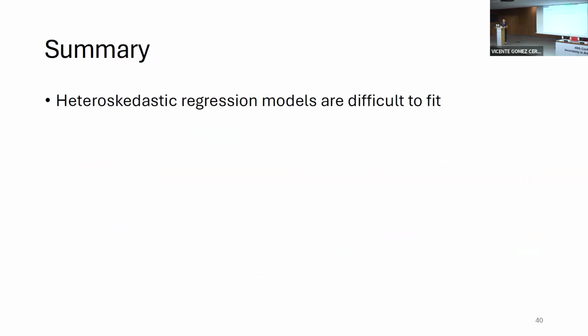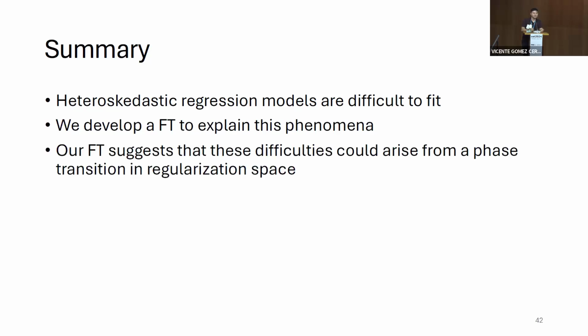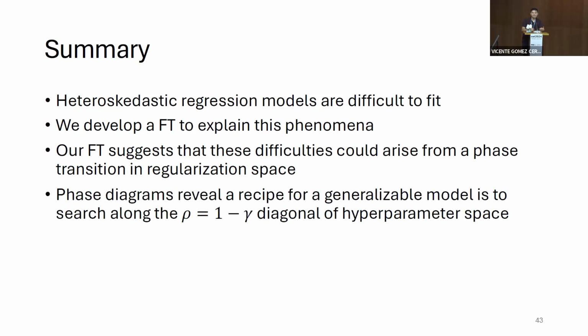So in summary, heteroscedastic regression models are difficult to fit. We developed a field theory to try to explain this phenomenon. And our field theory suggests that these difficulties could arise from a phase transition in this regularization space. And finally, to try to exploit what we learned, we would suggest in this gamma rho regularization, search from upper left down to lower right.